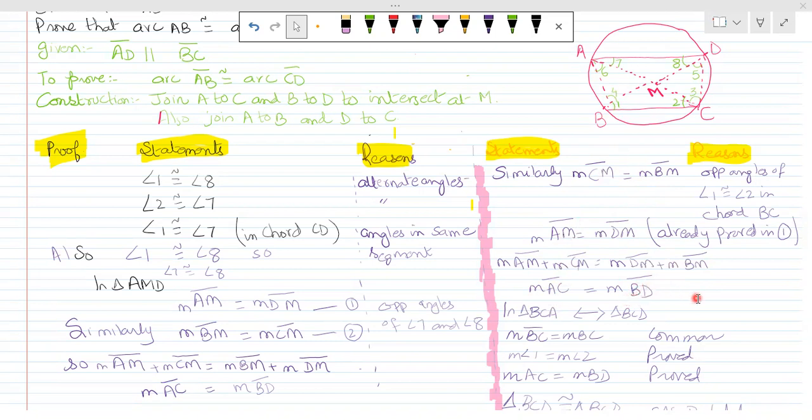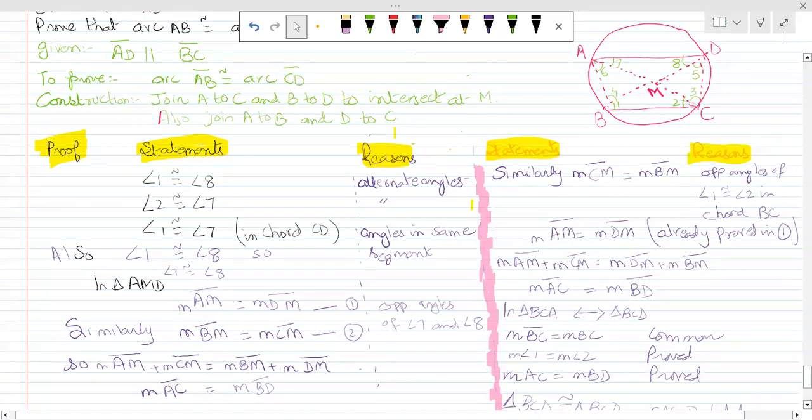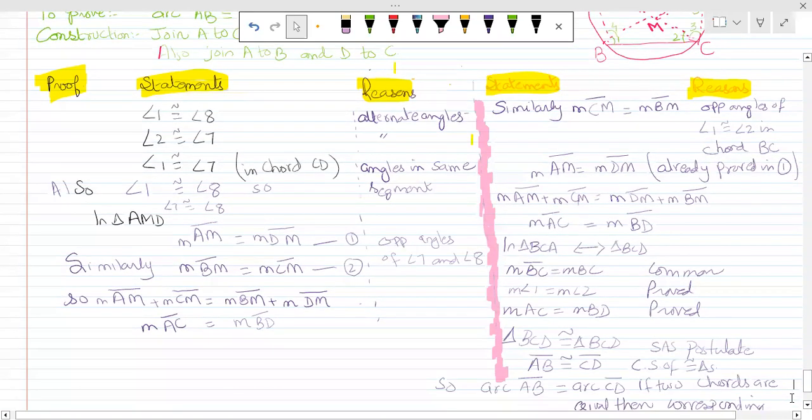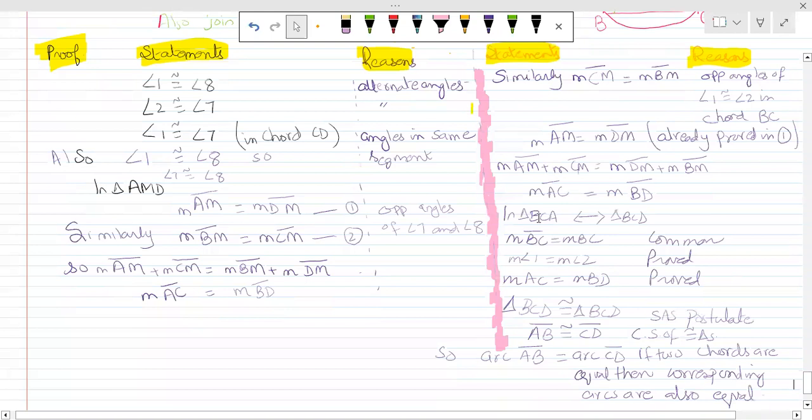Now all the results have been gathered, and we are ready to prove the triangles congruent by some postulate. Let's see which postulate is applied. I'm taking the correspondence of triangles ABC and BCD. BC is common to both, it's obvious. Angle 1 is congruent to angle 2.